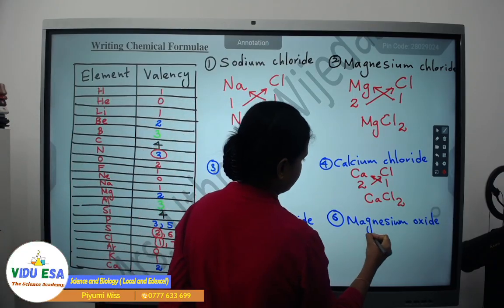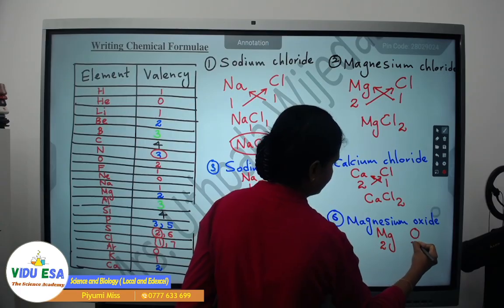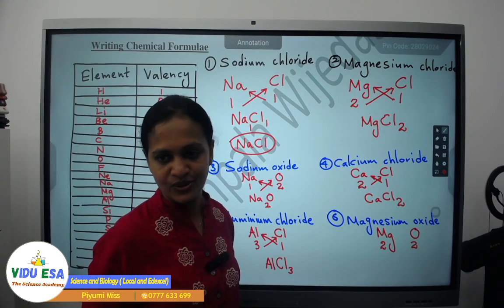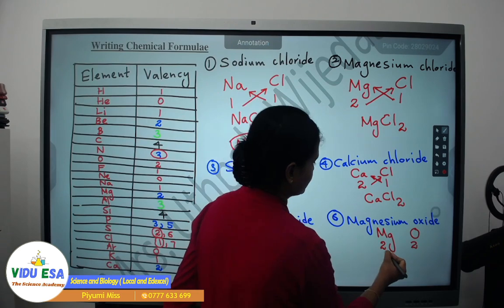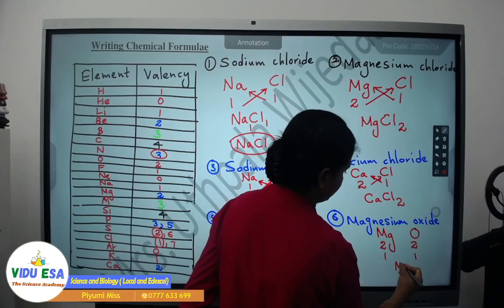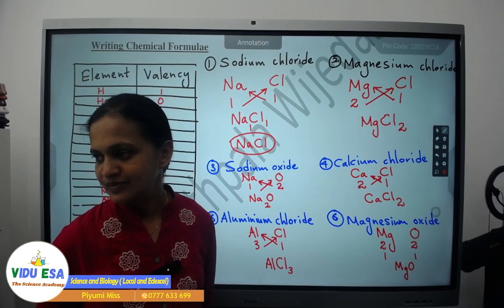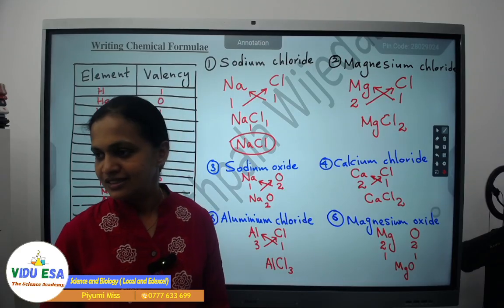Magnesium oxide. Magnesium and oxygen. Magnesium valency 2, oxygen valency 2. Both have valency 2. So we can obtain the simplest ratio. That is 1:1. Therefore, once we exchange the valencies, it becomes MgO, since both have number 1. MgO. Right? Hands up those who got all 4 correct.